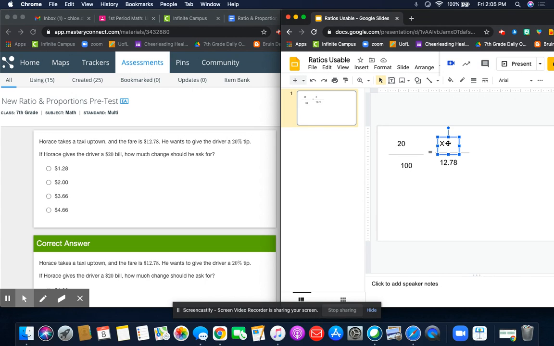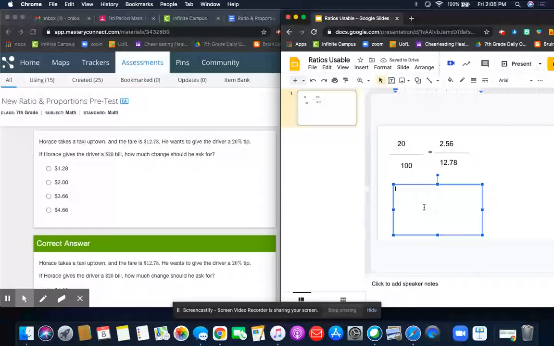He gets about a $2.56 tip. Not a lot, but it wasn't a very expensive fare anyway. So I need to know how much I'm actually paying this taxi driver. So my bill was $12.78. I'm going to add $2.56. So the total cost that I paid him was $15.34.